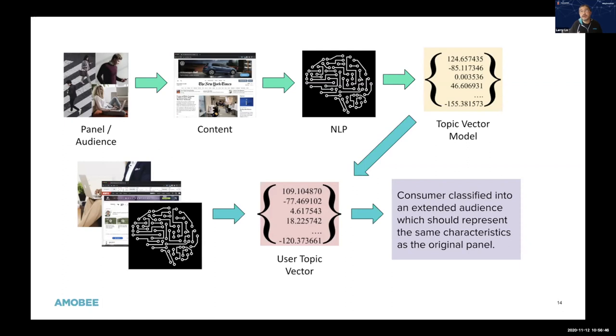These are 500 topics that users score against, right? And then we apply this model to a larger population, and then we can classify users into specific kinds of audiences, which would represent the characteristics of the original panel. Those are other things we're working on.